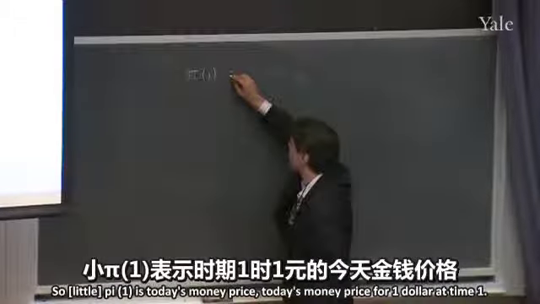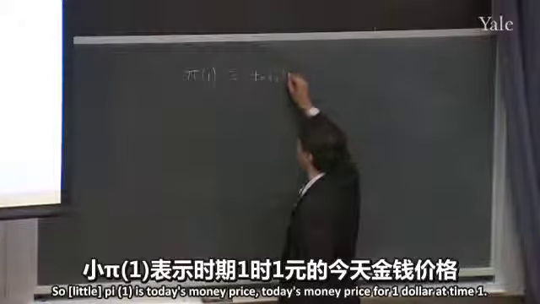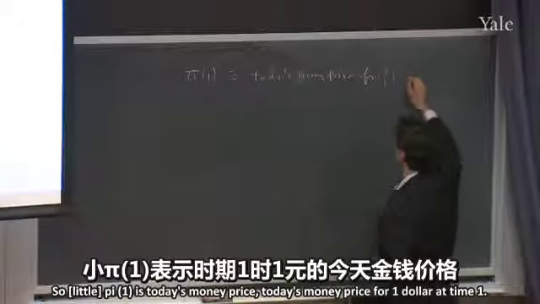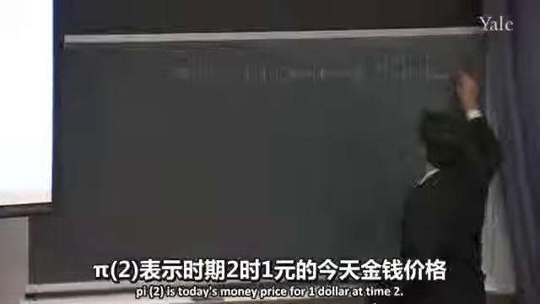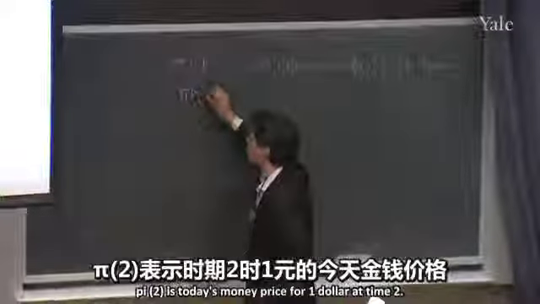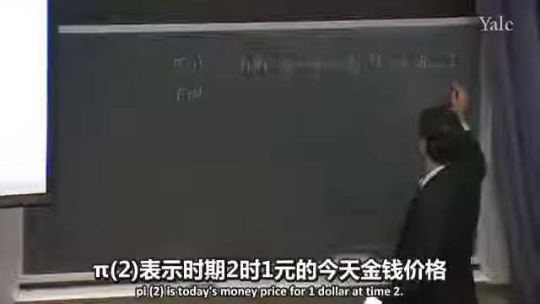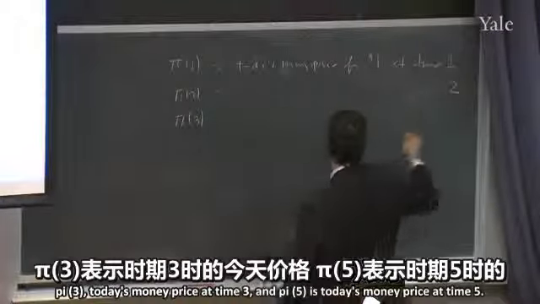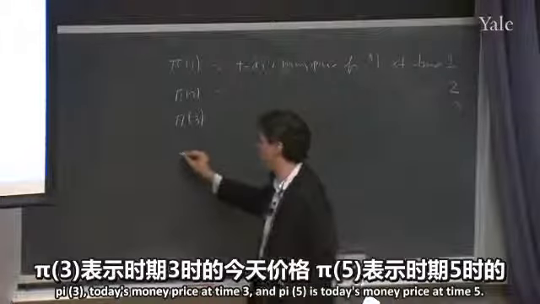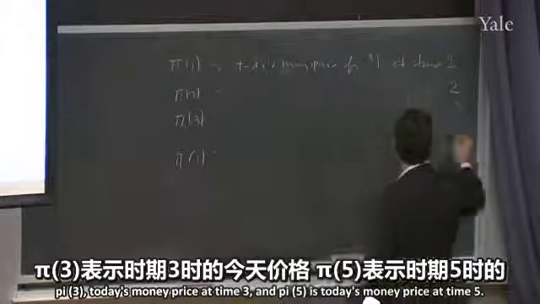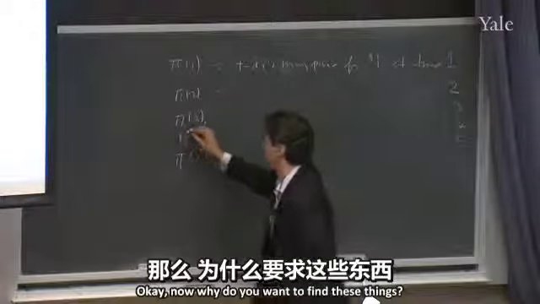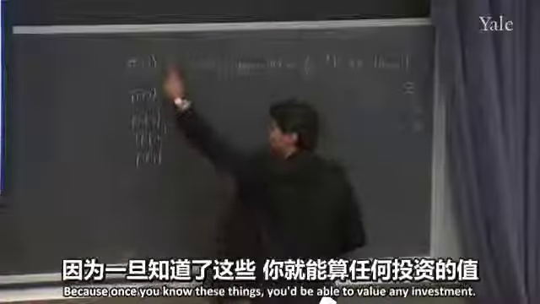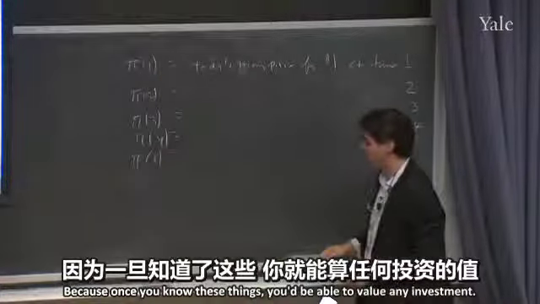So pi 1 is today's money price for $1 at time 1. Okay, pi 2 is today's money price for $1 at time 2. Pi 3 is today's money price at time 3, and pi 5 is today's money price at time 5. Okay, now why do you want to find these things? Because once you know these things, you'd be able to value any investment.